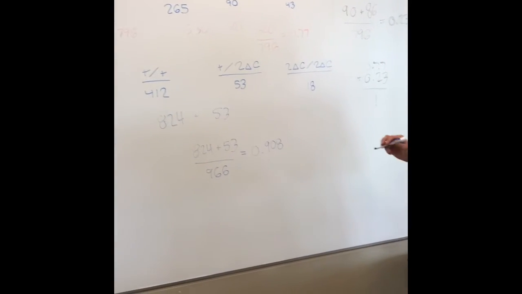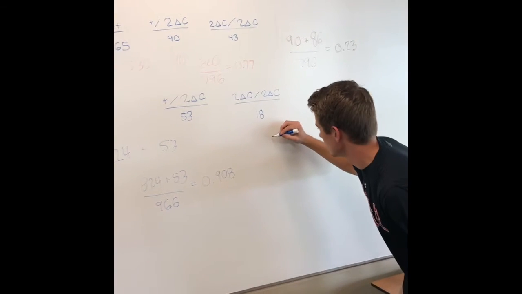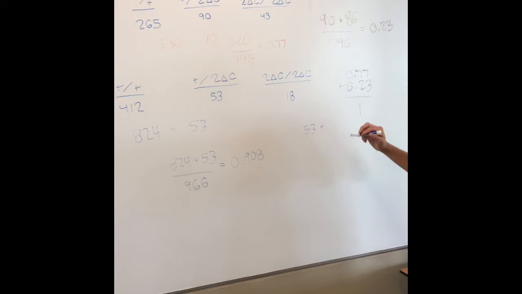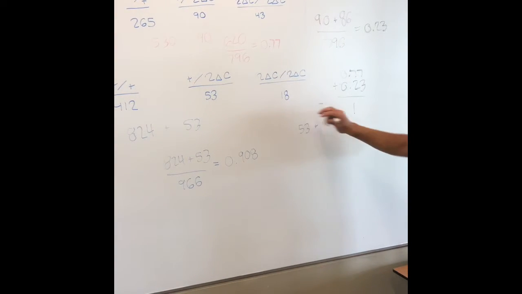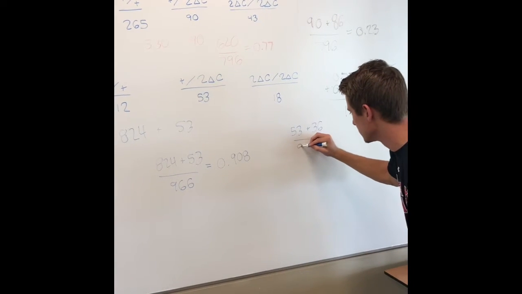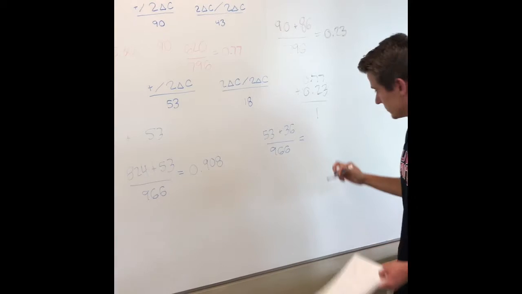Now, similarly, we're going to do the same thing for the 2 delta C allele. So we've got 53 people that have one copy of the allele. So 53 plus 36, 18 times 2 is 36, all over 966. And that's going to give us 0.092.